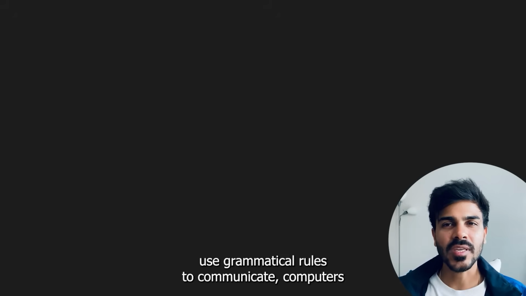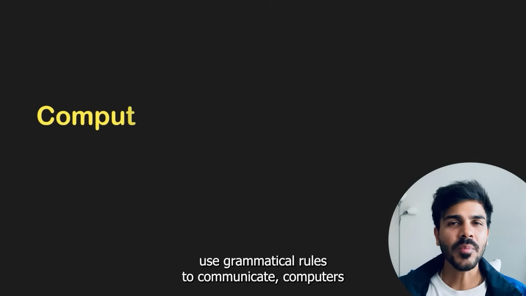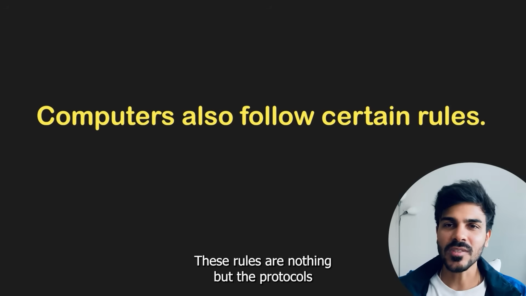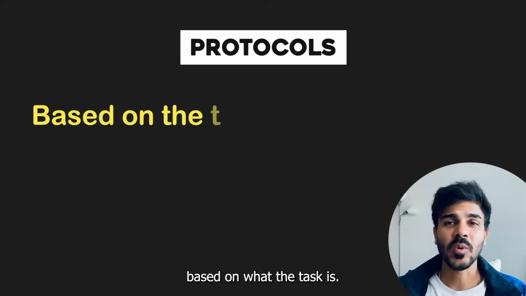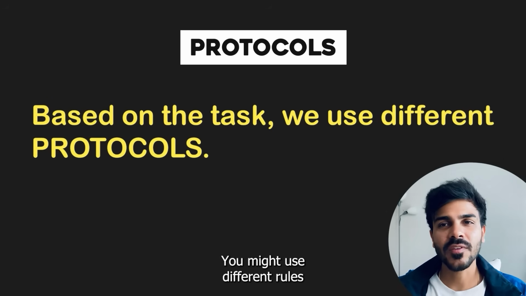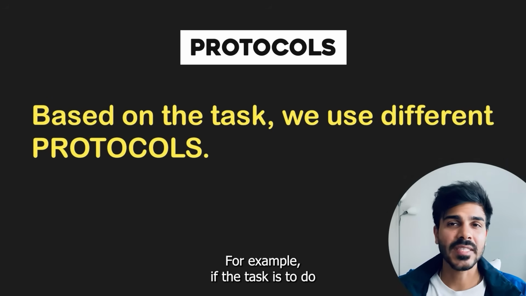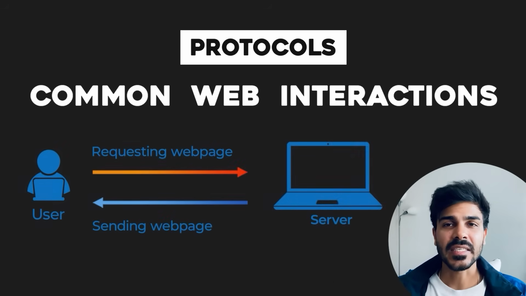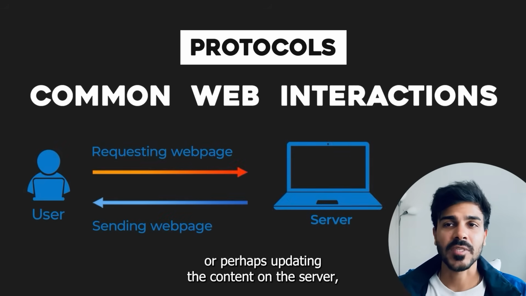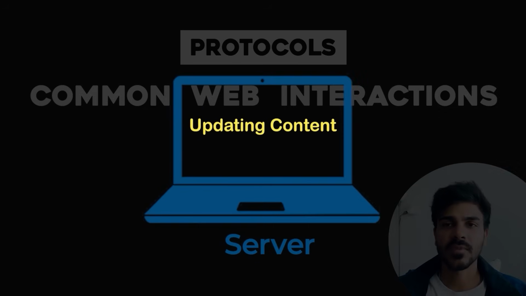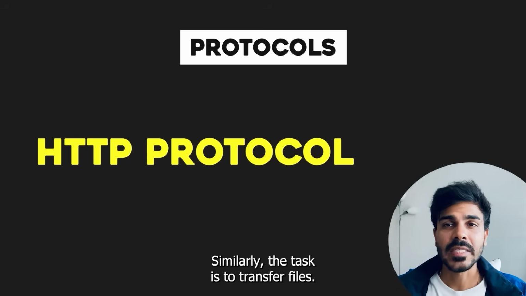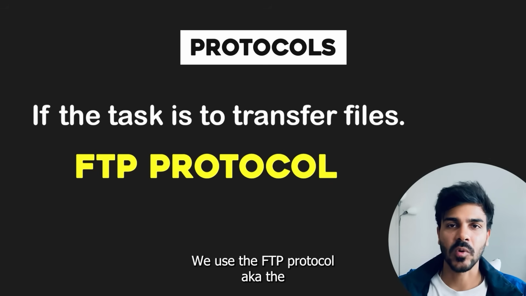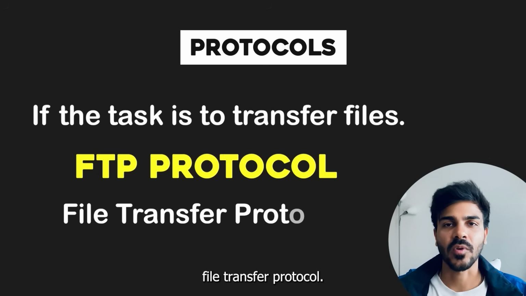Just as humans use grammatical rules to communicate, computers also follow certain rules while communicating. These rules are nothing but the protocols. Based on what the task is, you might use different rules or protocols for it. For example, if the task is to do some common web interactions like sending or receiving web pages, or perhaps updating the content on the server, we use the HTTP protocol. Similarly, if the task is to transfer files, we use the FTP protocol, aka the File Transfer Protocol.